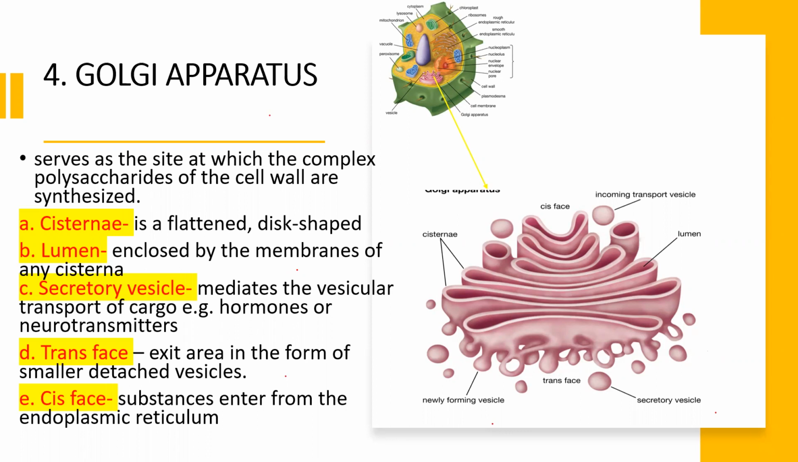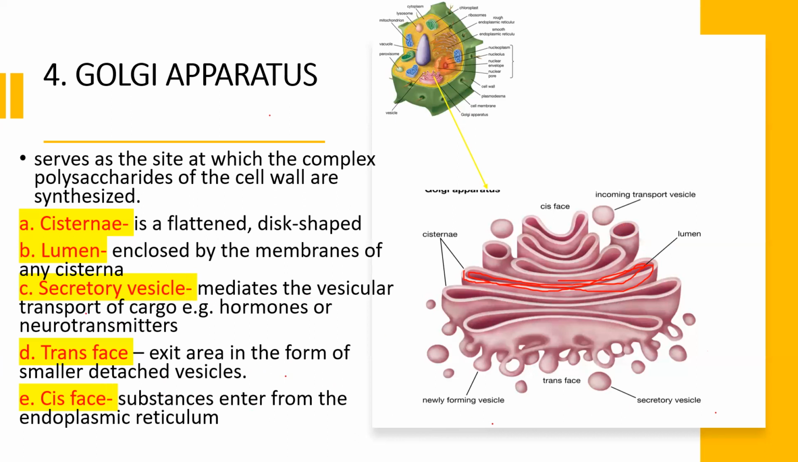Number 1 major part ng Golgi is the cisternae. So the cisternae are the flattened shape. Ito mismo. The shape para siyang goma, na kung saan very soft ito and stretchable ang ating cisternae. And then ang lumen naman, ito yung inside the cisternae wherein yun ay isang butas wherein it is enclosed by the membranes of any cisterna or cisternae. And then we have also the secretory vesicle or vesicle.